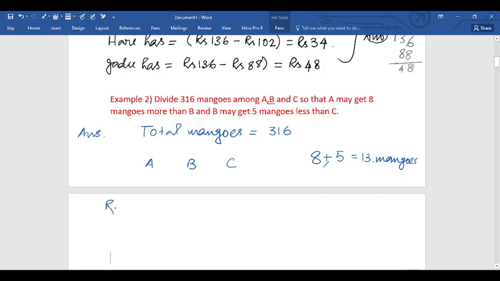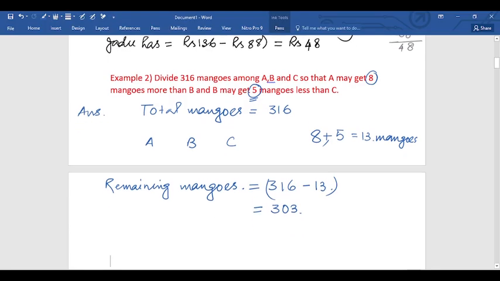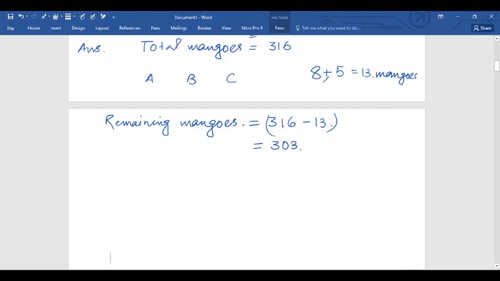So the remaining mangoes are total 316 minus 13. Why minus 13? Those 8 mangoes and 5 mangoes we will calculate later. From 316, this 8 plus 5, 13 mangoes are excluded now. We will keep them away. That is now total 303 mangoes are there, and these mangoes have to be distributed among A, B, C equally.